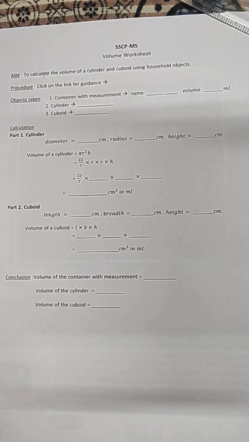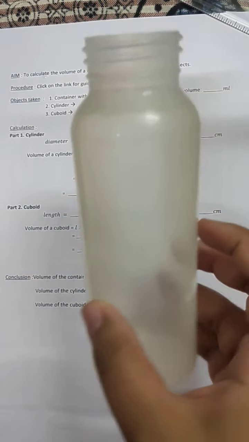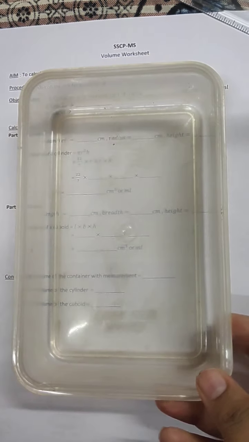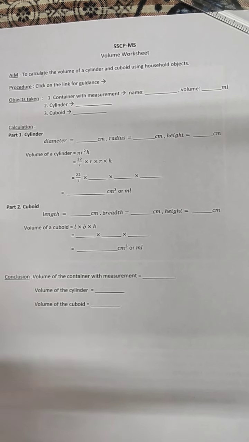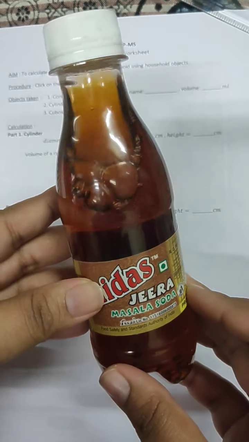Now the requirements for this is we need a cylindrical container. Now this is the feeding bottle of my son. This is an old bottle and I have taken an old tiffin box that is in a cuboid shape. Now the most important thing is I have a container that already has a measurement.